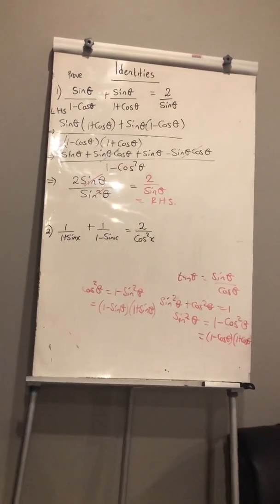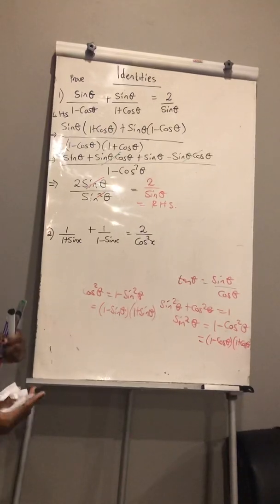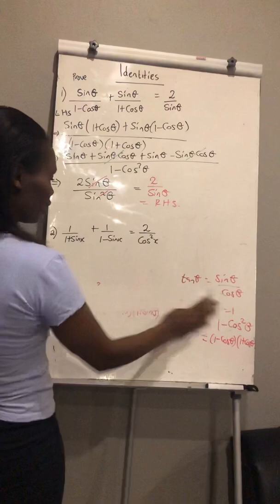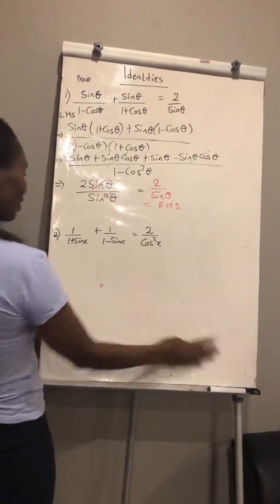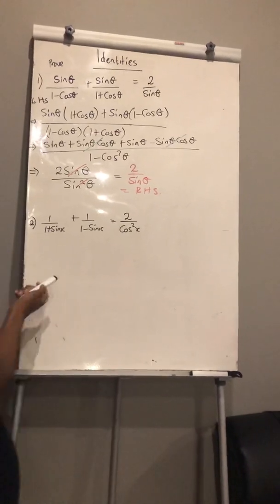So that's what you do really when you're proving identities. This time around I'm teaching you where you take 2 fractions or 3 and simplify. So let's quickly see a few more examples now that you know what you're expected to do.